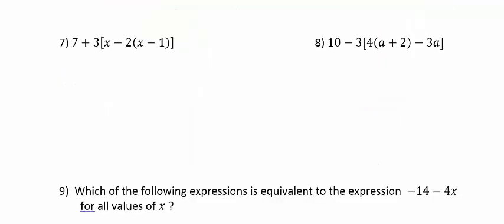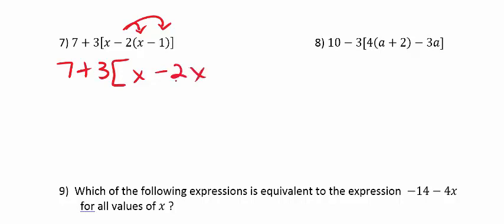In number 7, we have two sets of parentheses here. We have these outer brackets and inner brackets, and so we have to go ahead and take care of these inner brackets first and distribute that negative 2. So we're going to rewrite everything as 7 plus 3, keep that outer bracket of x, minus 2x, because negative 2 times x is negative 2x, and then we have a plus 2. A negative 2 times negative 1 is a plus 2.